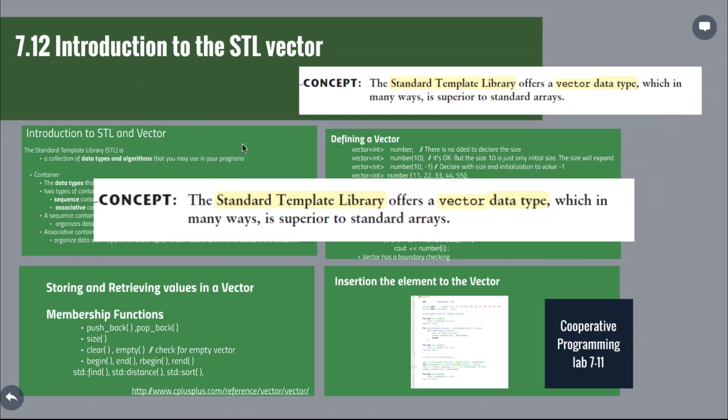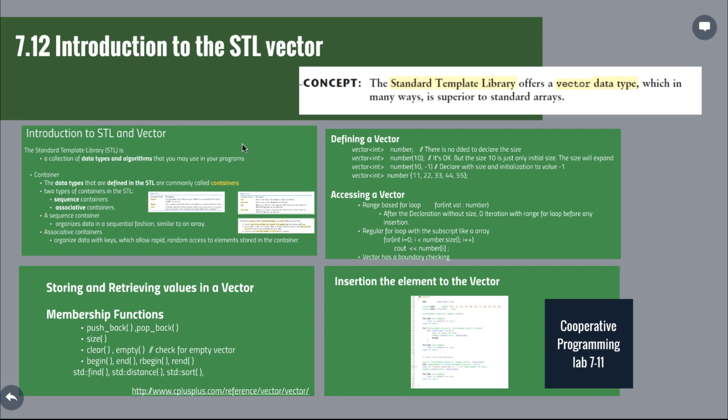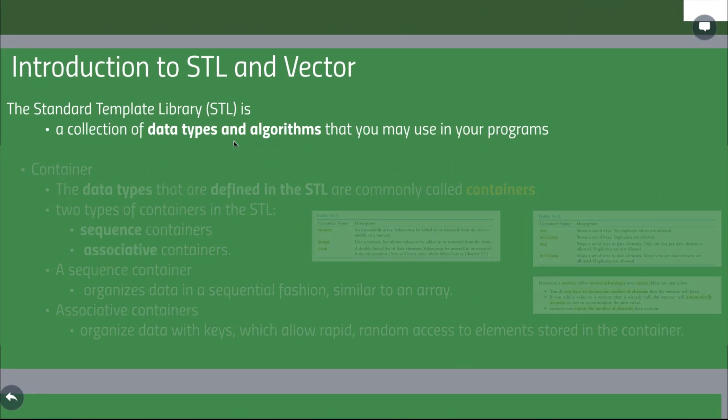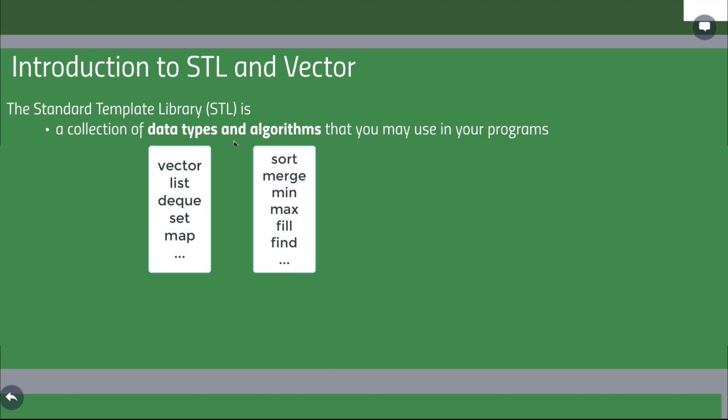The standard template library offers the vector type, which is one of the useful containers in the standard library and is also superior to the original array structure. Now take a look at the concept of the vector. The standard template library is a collection of data types and algorithms. And data types include the vector, list, deque, set, map, and so on. And algorithms include sort, merge, min, max, and a lot of other things.